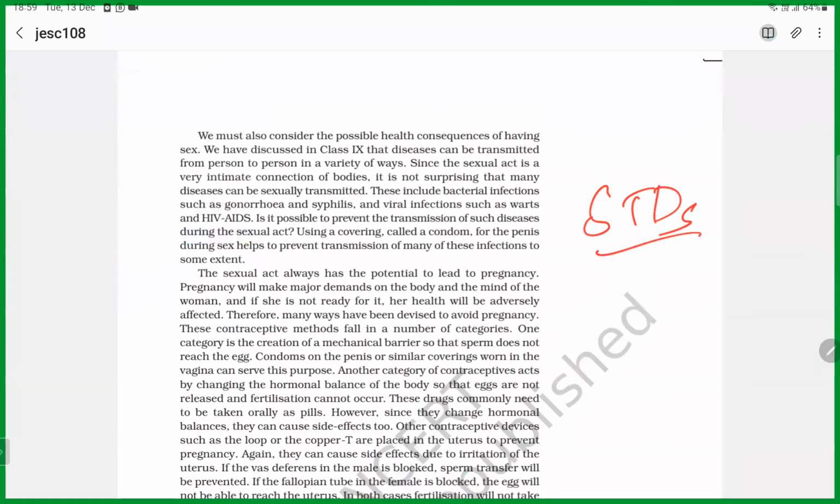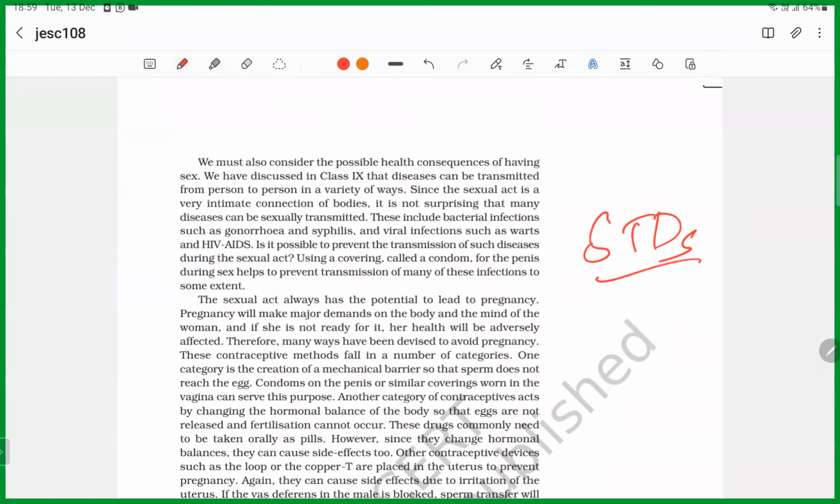And they are mentioned here. Some examples are given, like bacterial and viral infections such as gonorrhea, syphilis, warts, and AIDS. They are pathogenic diseases which can be transmitted through unprotected sex. Fine. So the next one is birth control and control of these pathogenic diseases.